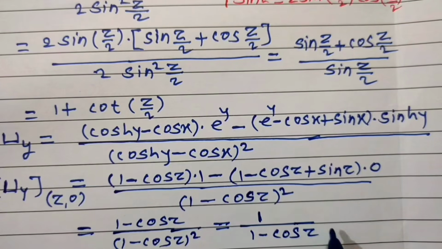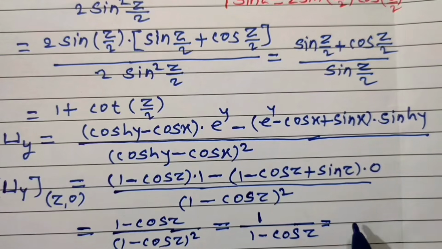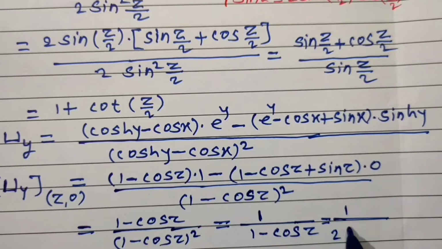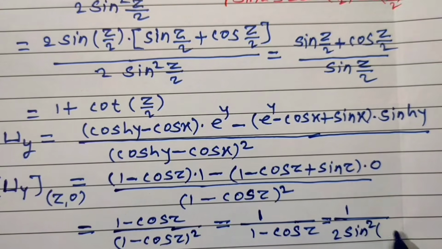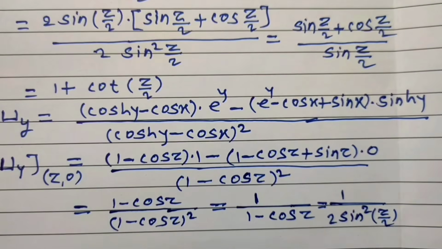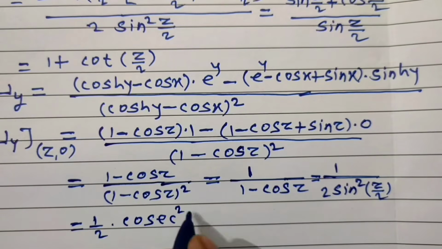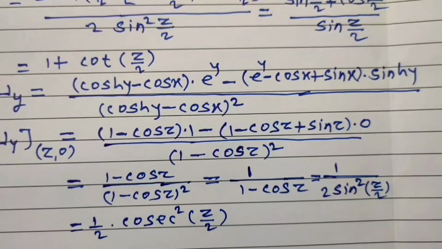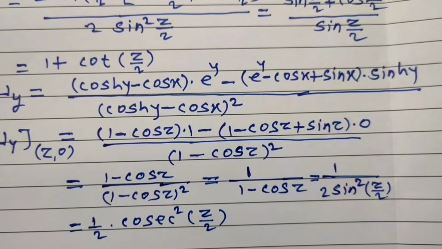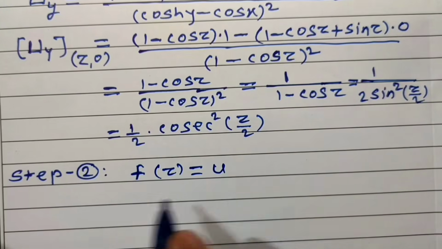But 1 minus cos theta is equal to 2 sin square theta upon 2. So this is equal to 1 upon 2 times sin square z upon 2. And finally, partial derivative of u with respect to y at (z, 0) is equal to half cosec square z upon 2. Now step number 2, f of z is equal to u plus iv.